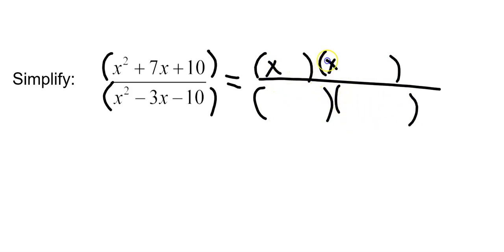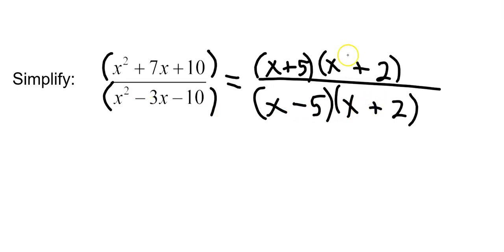So x and x. Factors of 10: 10 and 1 don't add to 7, but maybe 5 and 2, and both plus here. And this one, x and x. Factors of 10 that add up to 3. Maybe 5 and 2 again, but this time the bigger number must be negative, so minus 5 plus 2.